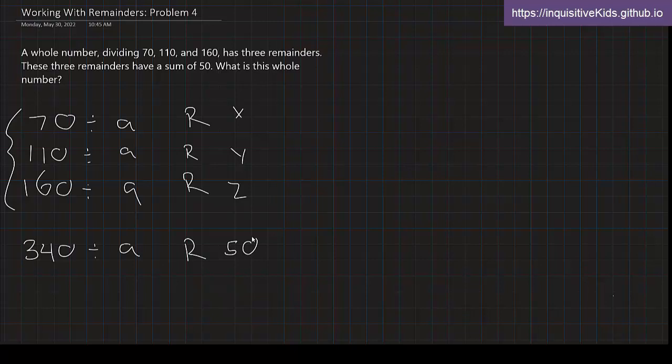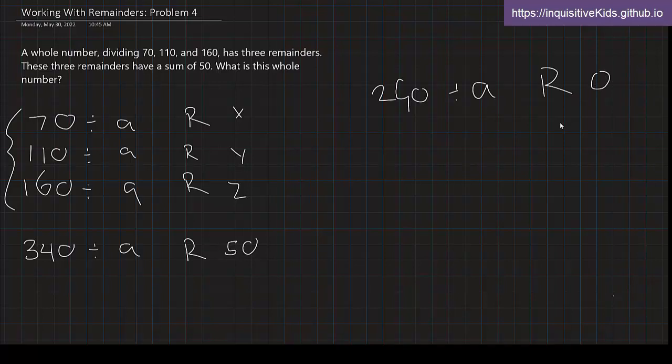Well, if 340 divided by A has a remainder of 50, then what is the closest multiple of A to 340 that's not over 340? Remember, this is one of the rules that we discussed in the first video, the lesson. 340 minus 50 is 290. So 290 divided by A has no remainder. The remainder is 0, meaning that A is a factor of 290.